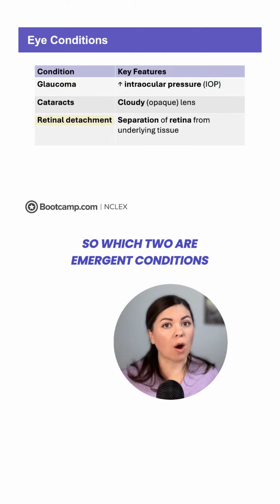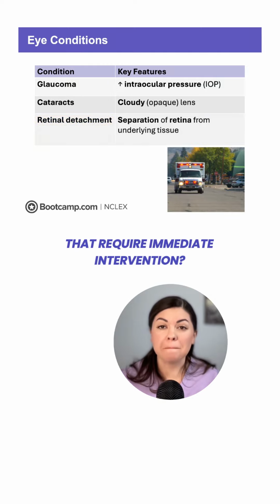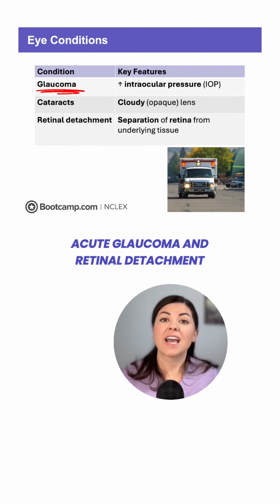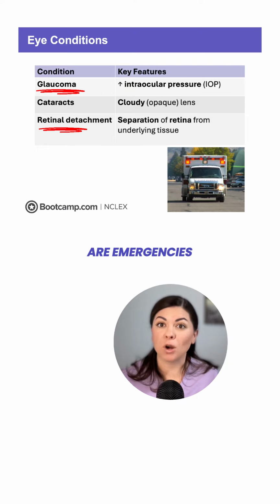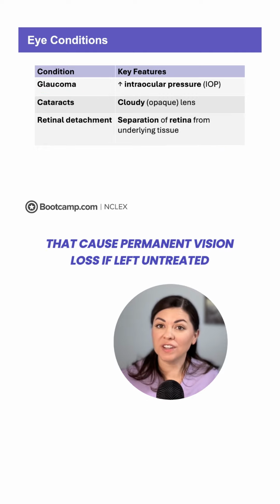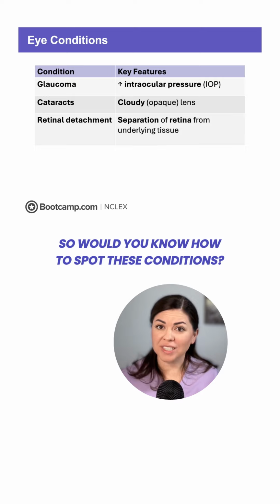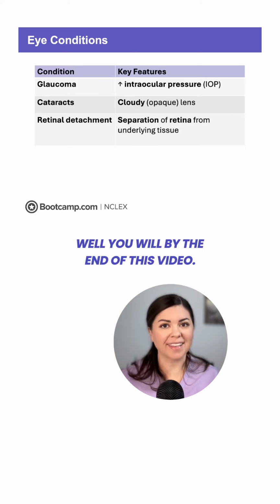So which two are emergent conditions that require immediate intervention? Remember for NCLEX, acute glaucoma and retinal detachment are emergencies that cause permanent vision loss if left untreated. So would you know how to spot these conditions? Well, you will by the end of this video.